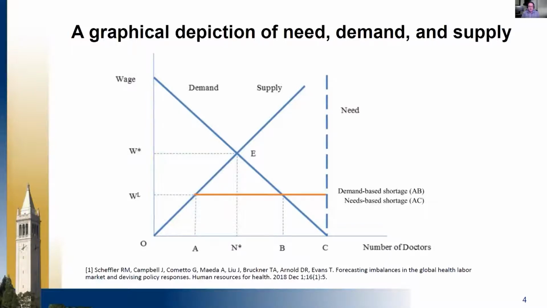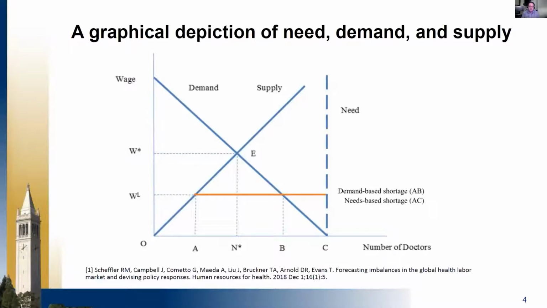And if looking at that same level, WL, the needs-based shortage would be the distance from the need line, which doesn't vary with the wage. You can see it's just a vertical line. At point C, the distance would be A to C, and that would be your needs-based shortage. And where need comes in here, I've assumed the needs-based shortage is larger than the demand-based shortage.